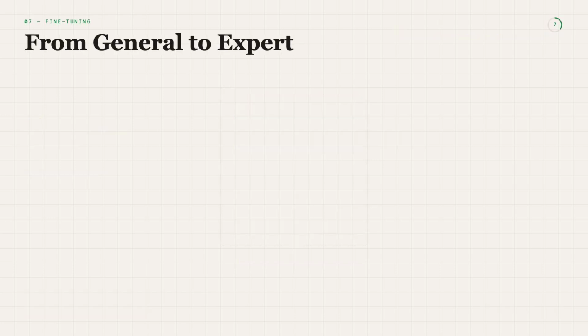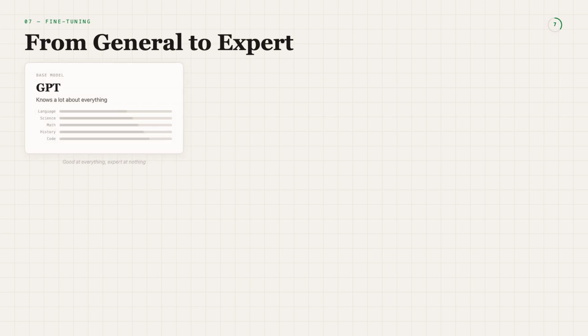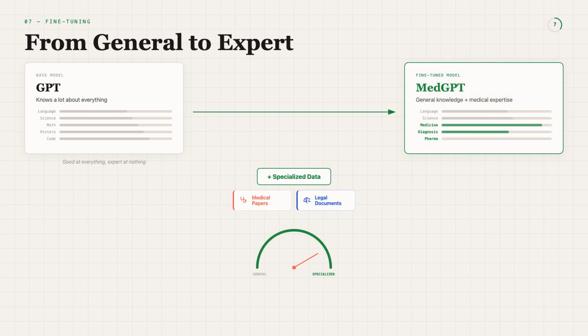A base model like GPT knows a lot about everything, but it's not an expert at anything specific. Fine-tuning changes that. You take the base model and train it further on specialized data. Feed it thousands of medical papers and now it's a medical expert. Feed it legal documents and it becomes a legal assistant. The model keeps its general knowledge but gains deep expertise in one area. It's like a college graduate going to medical school.